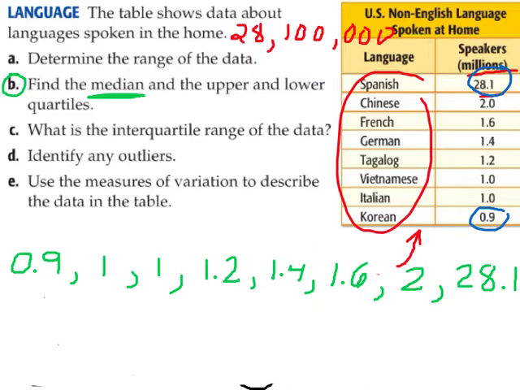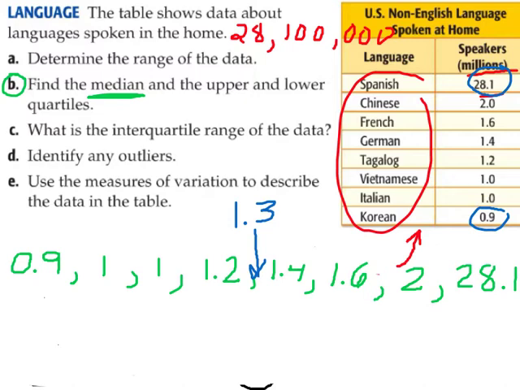We've done this in the previous section. To get the median, you're going to add 1.2 and 1.4 together and then divide by 2. And what you end up getting is 1.3. Let's go ahead and write that in there as the median. 1.3.